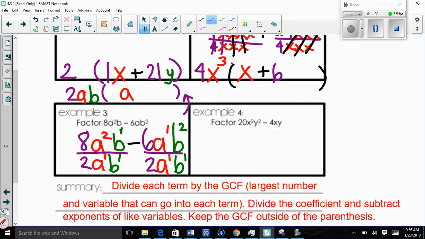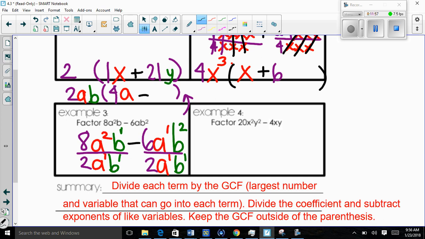What's 8 divided by 2? 4. Put A to 1. What's 1 minus 1? 0. So I wouldn't put anything. I could just cross it out. Anything to the 0 power is what number? 1. Remember that? Anything to the 0 power is 1.